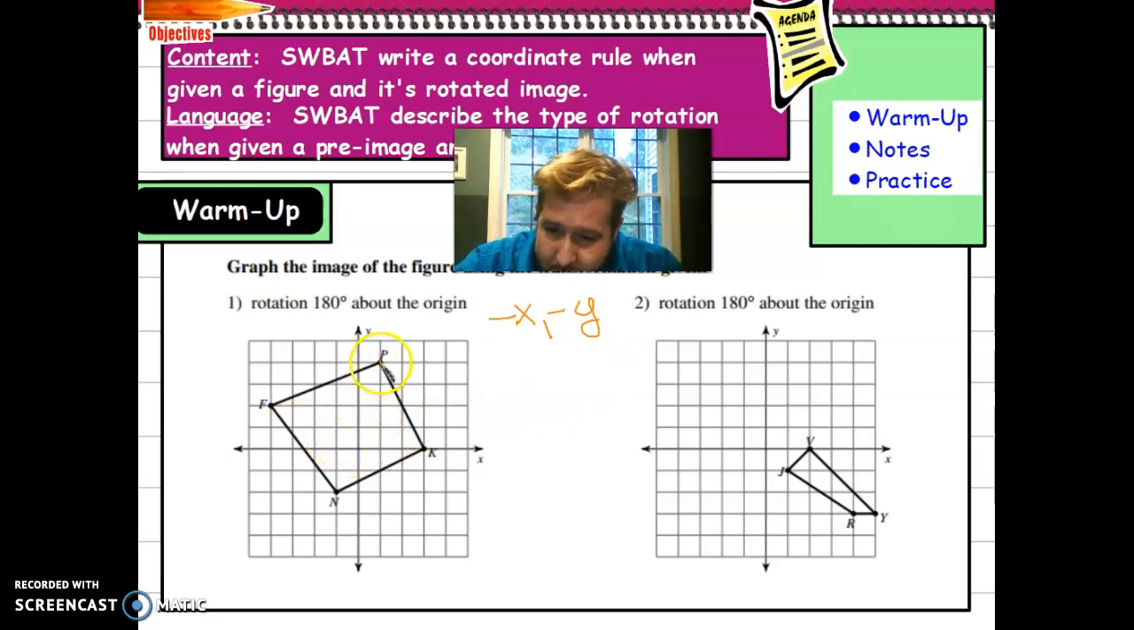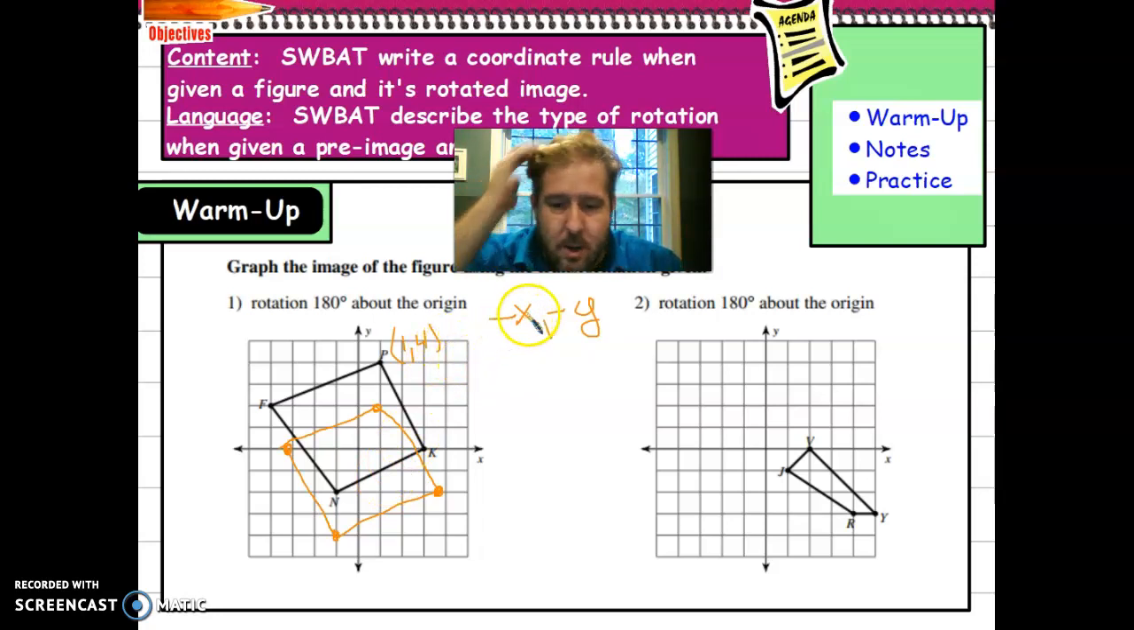So for instance, P, which happens to be at 1, 4, turns into negative 1, negative 4, which ends up being right here. 3, 0 becomes negative 3, 0, and negative 1, negative 2 becomes 1, positive 2, and negative 4, 2 becomes positive 4, negative 2, which is right here. And then clearly you can see what this shape looks like. Now this one's done exactly the same, so that is a 180-degree rotation.